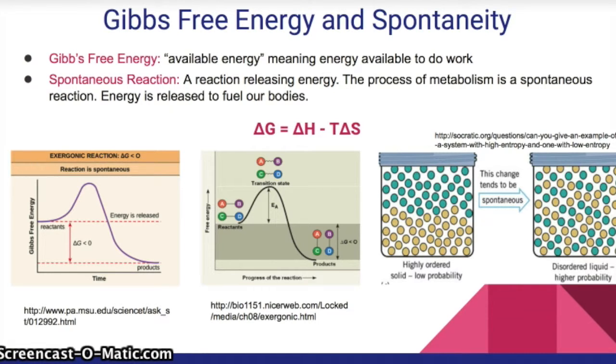With all this talk about energy, there's a couple things that we quickly need to go over. Exothermic reactions are when the reactants have higher energy states than the products, and an endothermic reaction is when the reactants have lower energy states than the products.